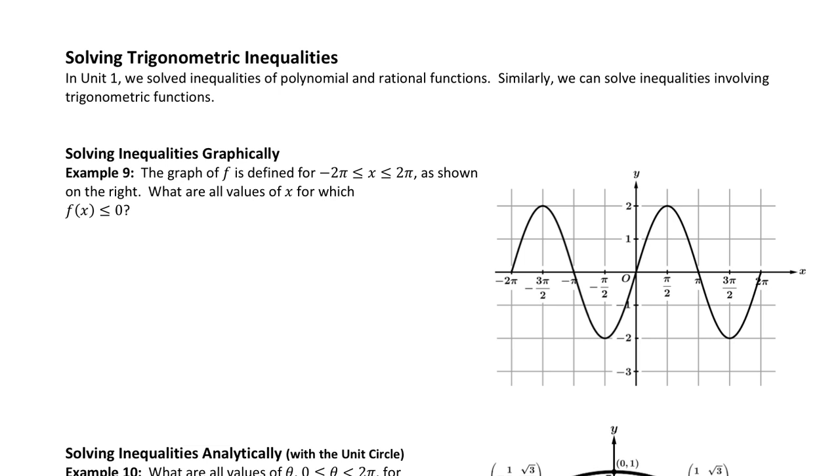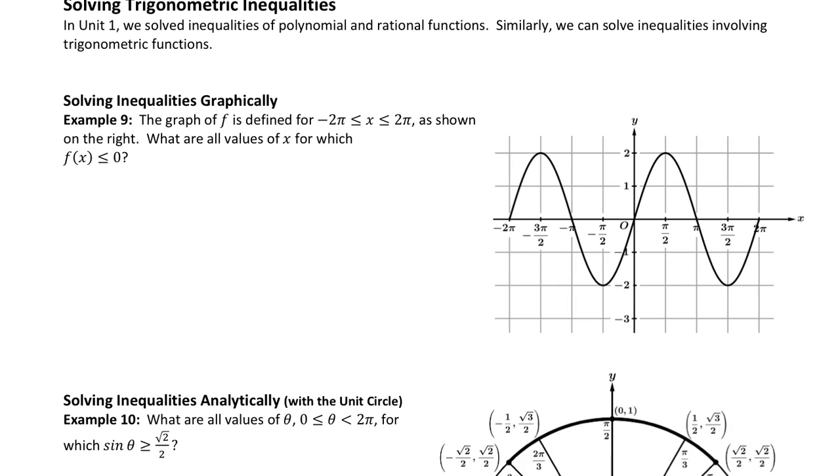So on the graph of f, this is example 9, the graph of f is defined between negative 2 pi and 2 pi. That's my domain restriction. So if you notice, it starts at negative 2 pi and it ends at 2 pi. We're only looking between these two numbers. What are the values of x for which f of x is less than or equal to 0?